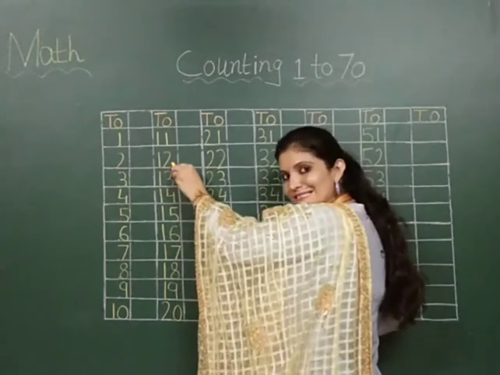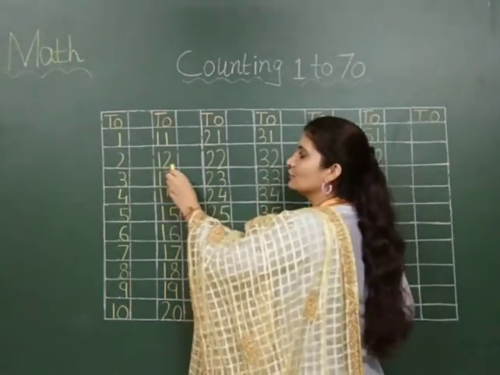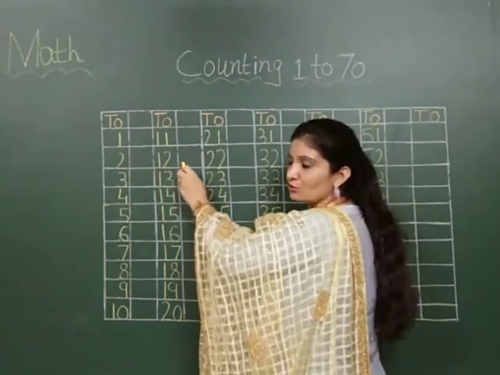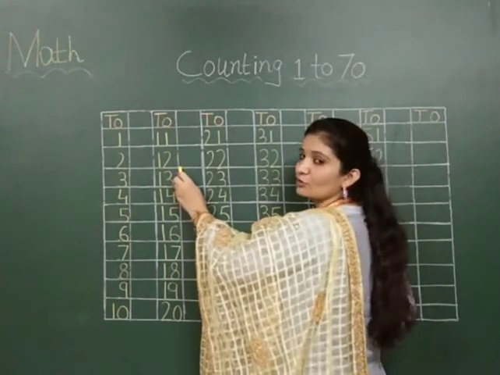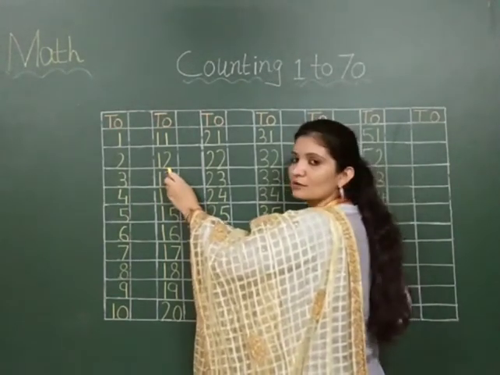You have to write in the same way. And you should touch the bottom lines. This is called a bottom line. You have to write numbers like this only.